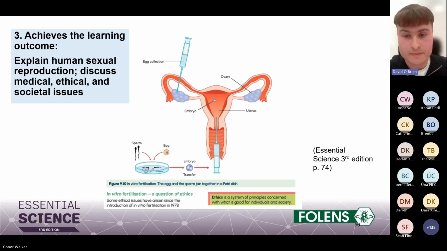We have another example of achieving the learning outcome all on the one page about the medical, ethical and societal issues related to human reproduction. And this helps the learners in our classroom really, as you could say, tick off their learning outcomes and make sure that they've completed it fully so that they can be successful in their exam. Next slide, please.